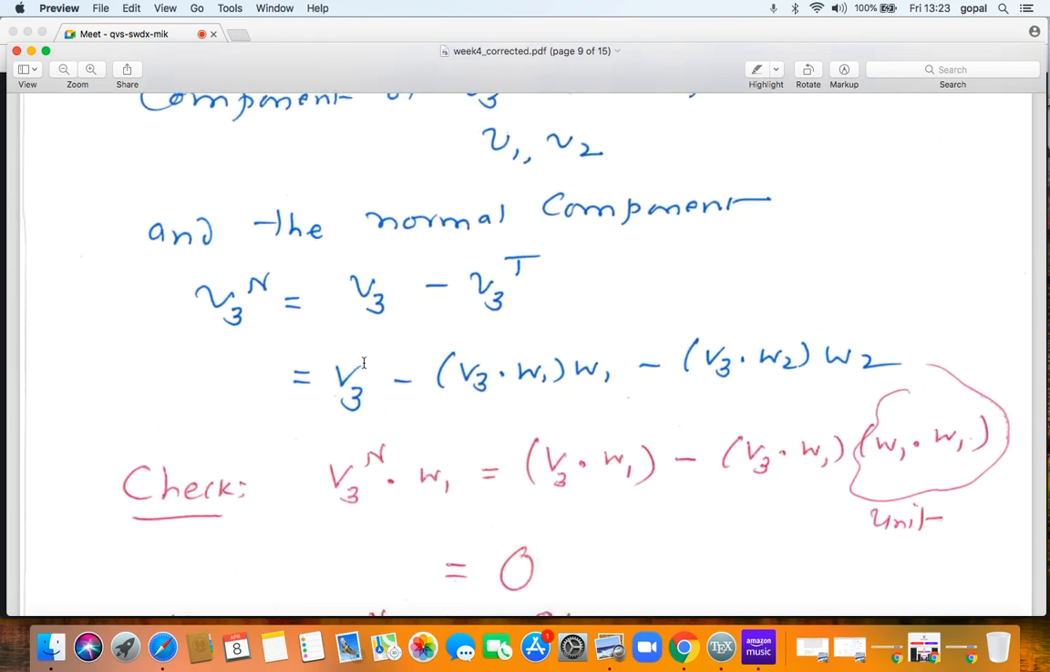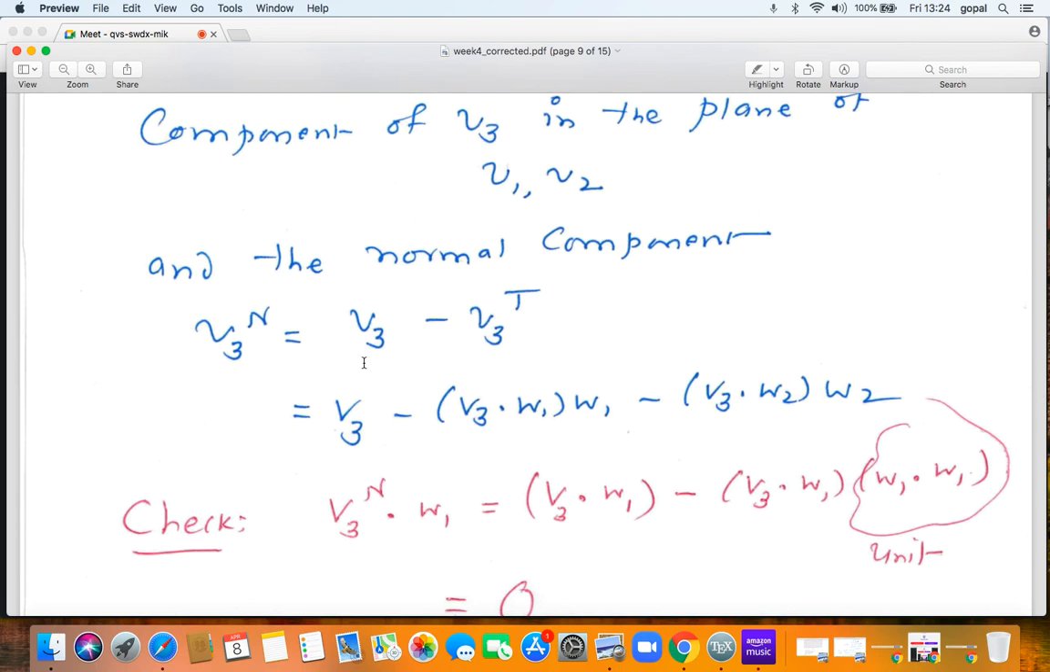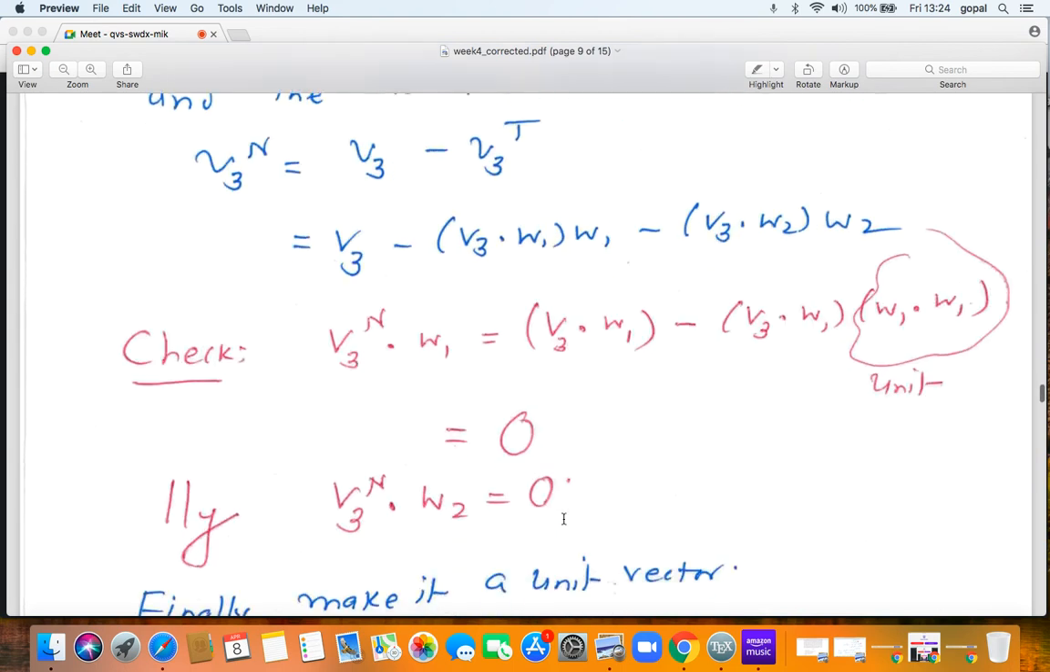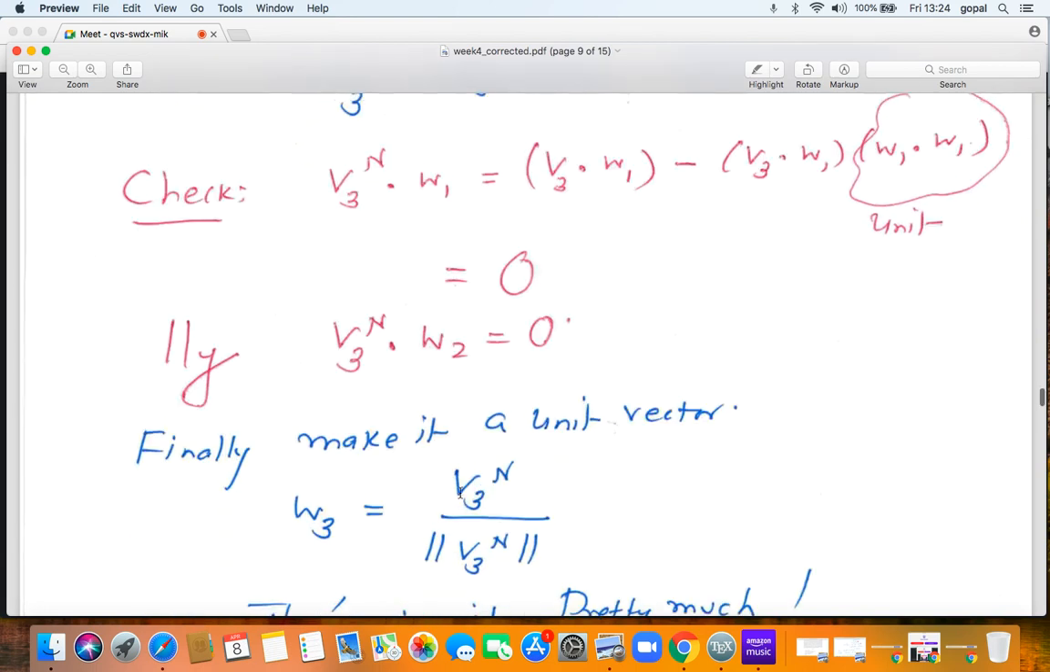Check this algebraically, and as usual, you should do the algebraic checking. This is all geometry, but you should check it with algebra. So this v3n is orthogonal to w1, and this v3n is orthogonal to w2. So it is indeed orthogonal to both w1 and w2. So finally, you want to make it a unit vector, divide by the length, and call it w3.